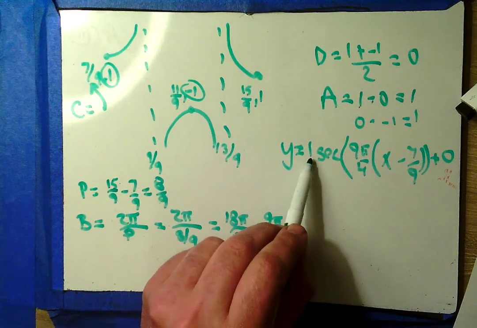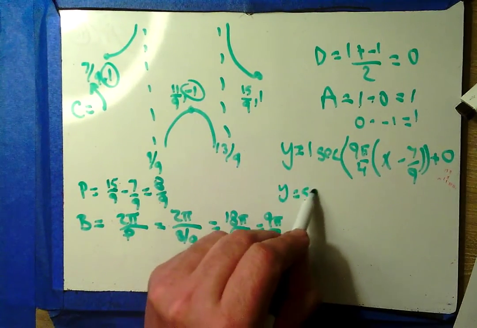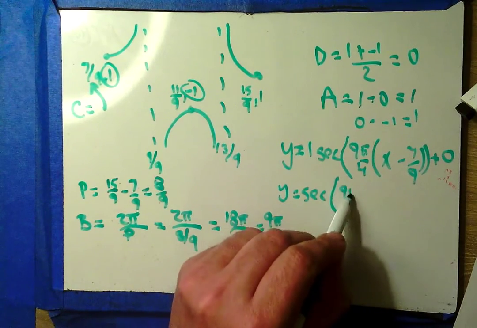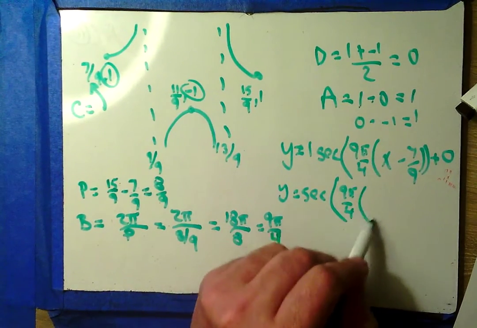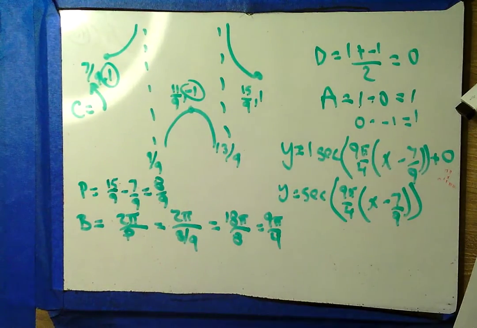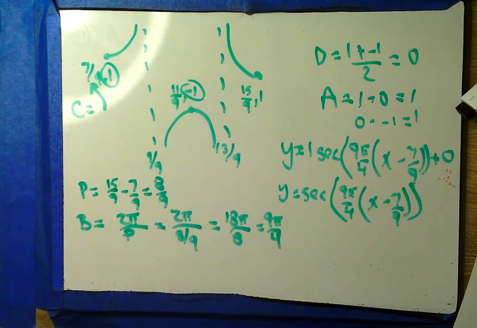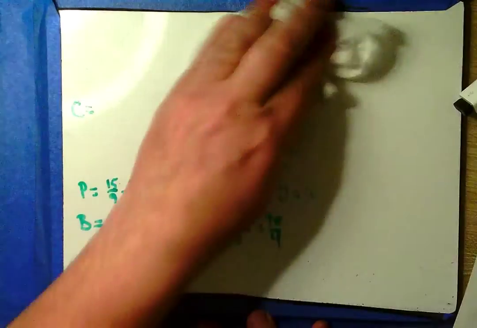I probably wouldn't write the 1 or the plus 0 and would write y equals secant 9 pi over 4 x minus 7/9, close parentheses. You're welcome to distribute there, but I wouldn't. So many people make little distributing mistakes, and then the 5-point problem is wrong, and then we're all sad. So don't do that. 33.